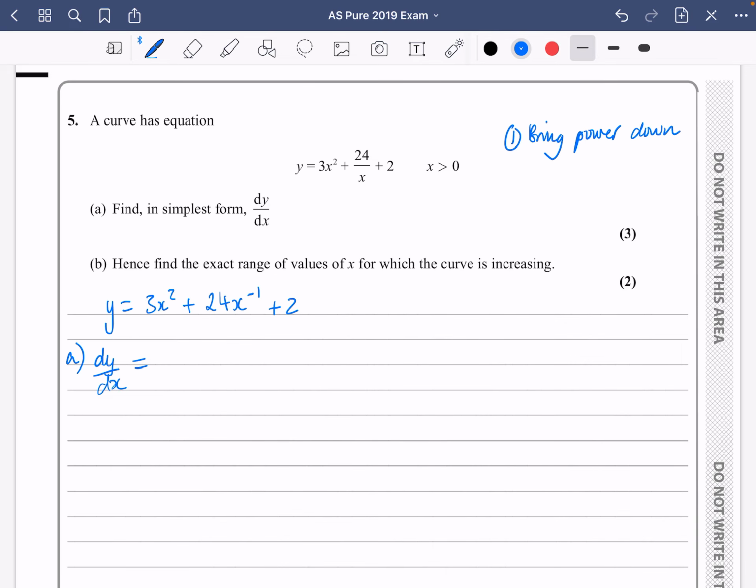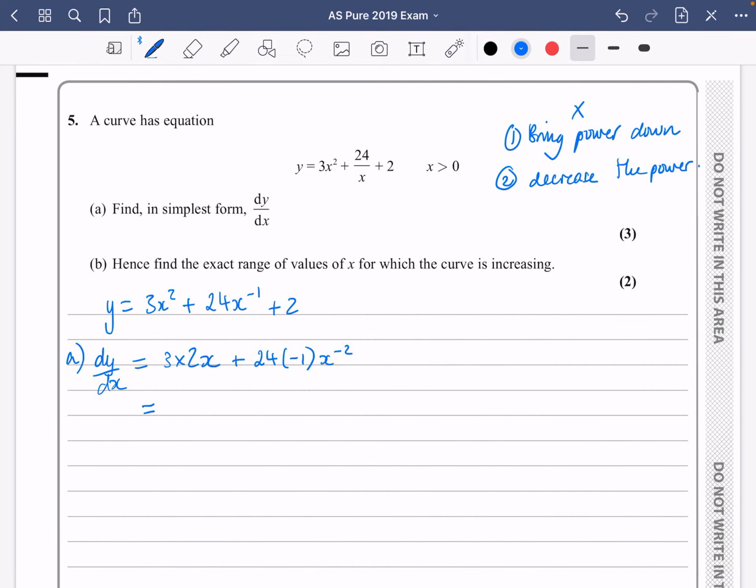As in multiplying by the new power, and then I'm going to decrease the power by 1. So I'm going to pull this 2 down, so it becomes 3 times 2, and then I have x. I'm going to reduce the power just to 1, so it just becomes 3 times 2x. And then I'm going to have 24. I'm going to pull the power down, so I'm going to multiply it by minus 1, and I'm going to reduce the power by 1, so it goes from minus 1 to minus 2. And the 2 that we have here is just going to differentiate to 0.